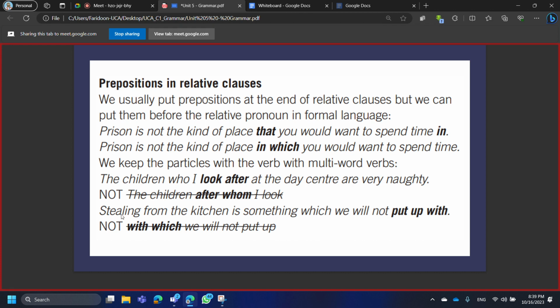And then you have this one. Stealing from the kitchen is something which we will not put up with. So it's not good to say that stealing from the kitchen is something with which we will not put up. Again, it doesn't really give a lot of good meaning, so people will just get confused as to what the phrasal verb itself actually means. Okay, so it's okay to keep the particles with the verb and not separate them.